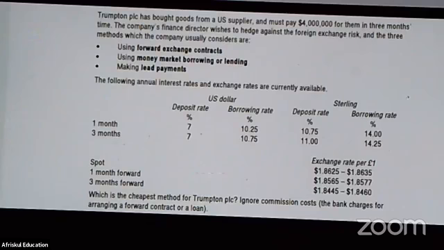Exposure of translating their foreign currency. What hedging technique should they use?